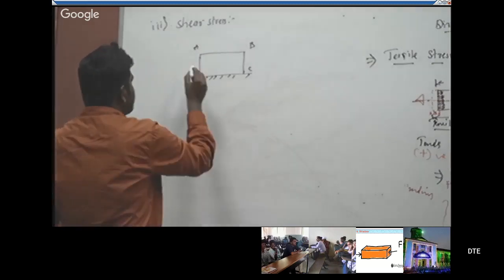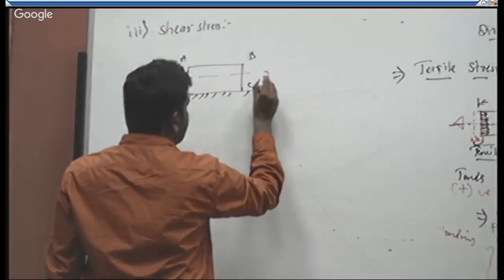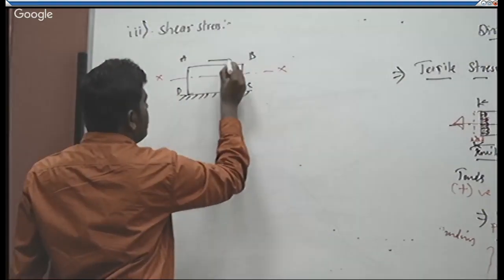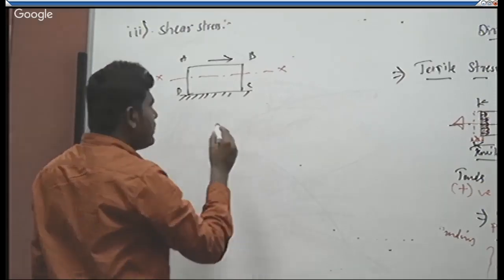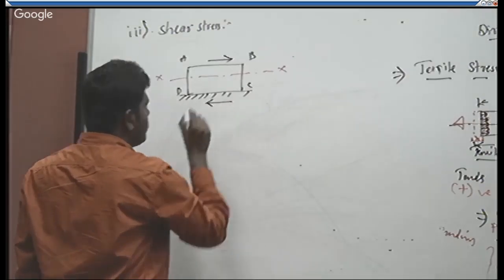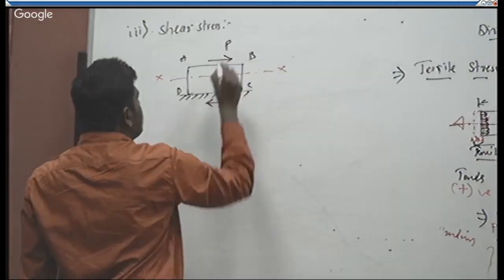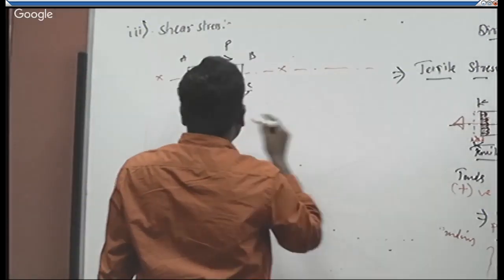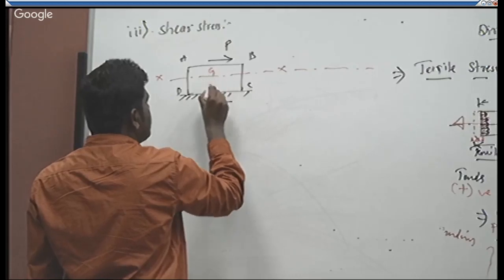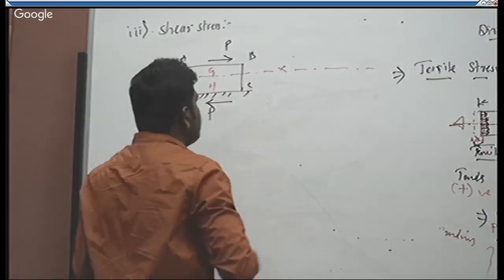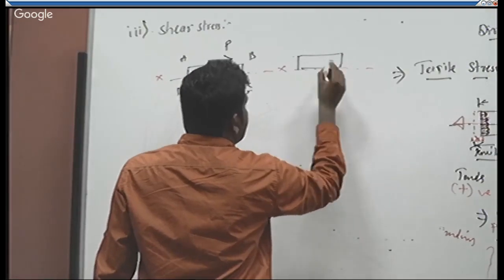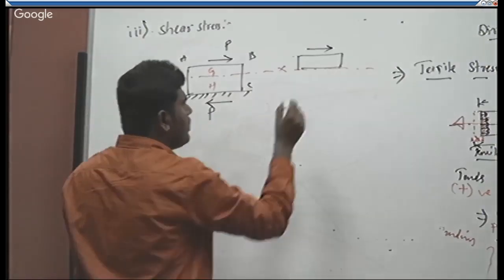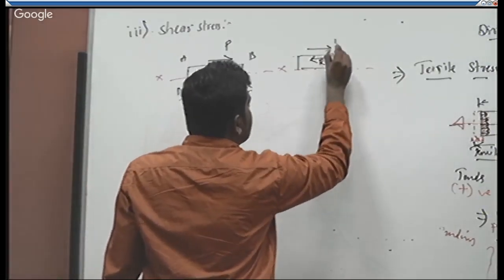If we make an axis at this particular section, XX, the top surface of the block is subjected to one tangential force. To keep it in equilibrium, the bottom surface is subjected to an equal resistance. If we take the upper part, we'll call this G and this H. Due to the action of this tangential force, the material of this particular part will offer resistance against this tangential force.